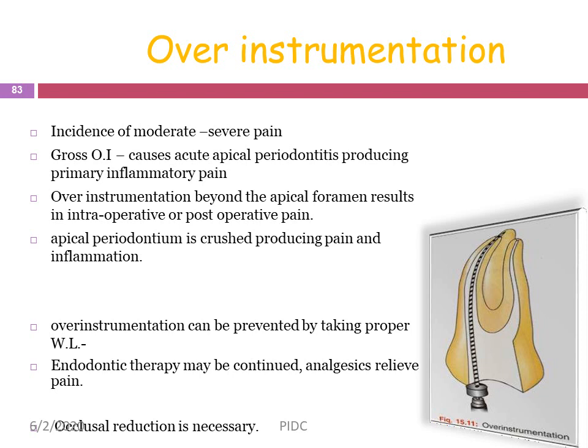So when your instrument goes beyond the apex of a healthy tooth and the patient walks back in with pain, we term it as secondary apical periodontitis. Please remember it. It is an important term for you people. Secondary apical periodontitis. So in that, what that means is you are actually inducing apical periodontitis in the patient who was previously healthy. Okay. So the apical periodontium is crushed, which produces pain and inflammation.